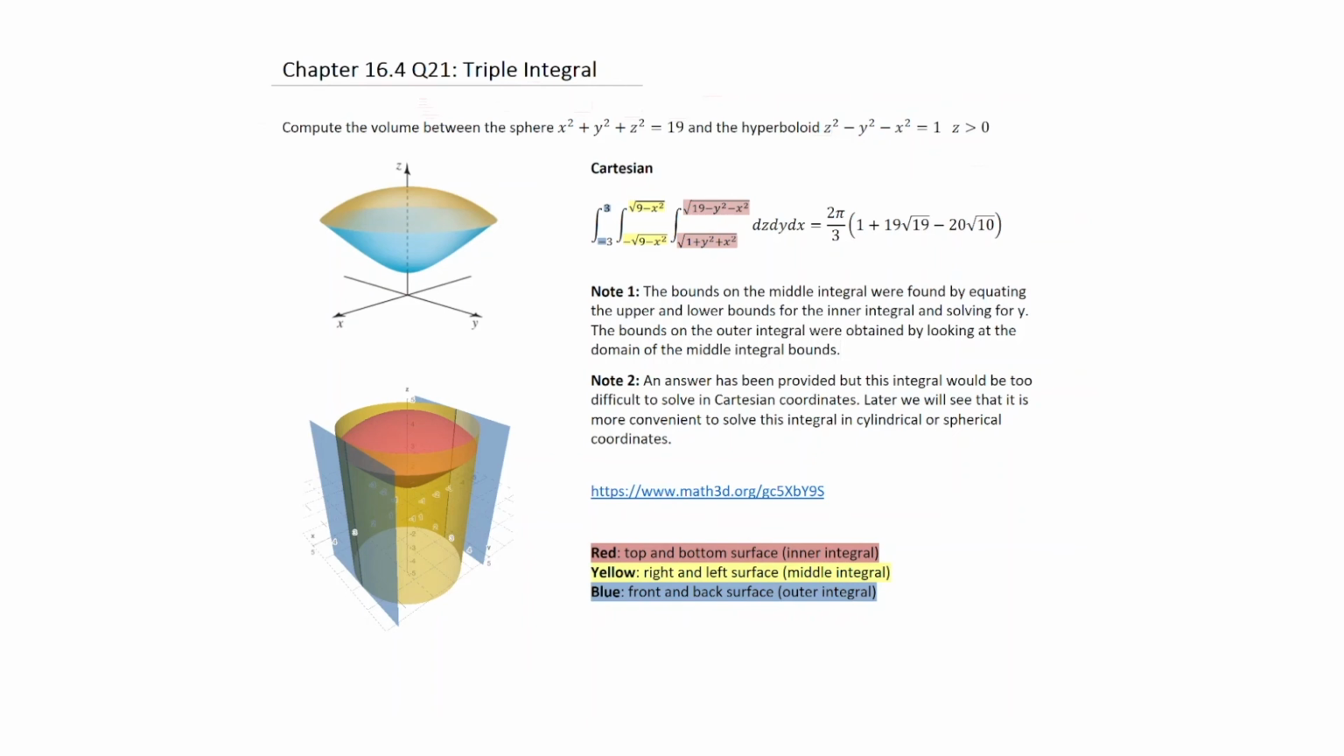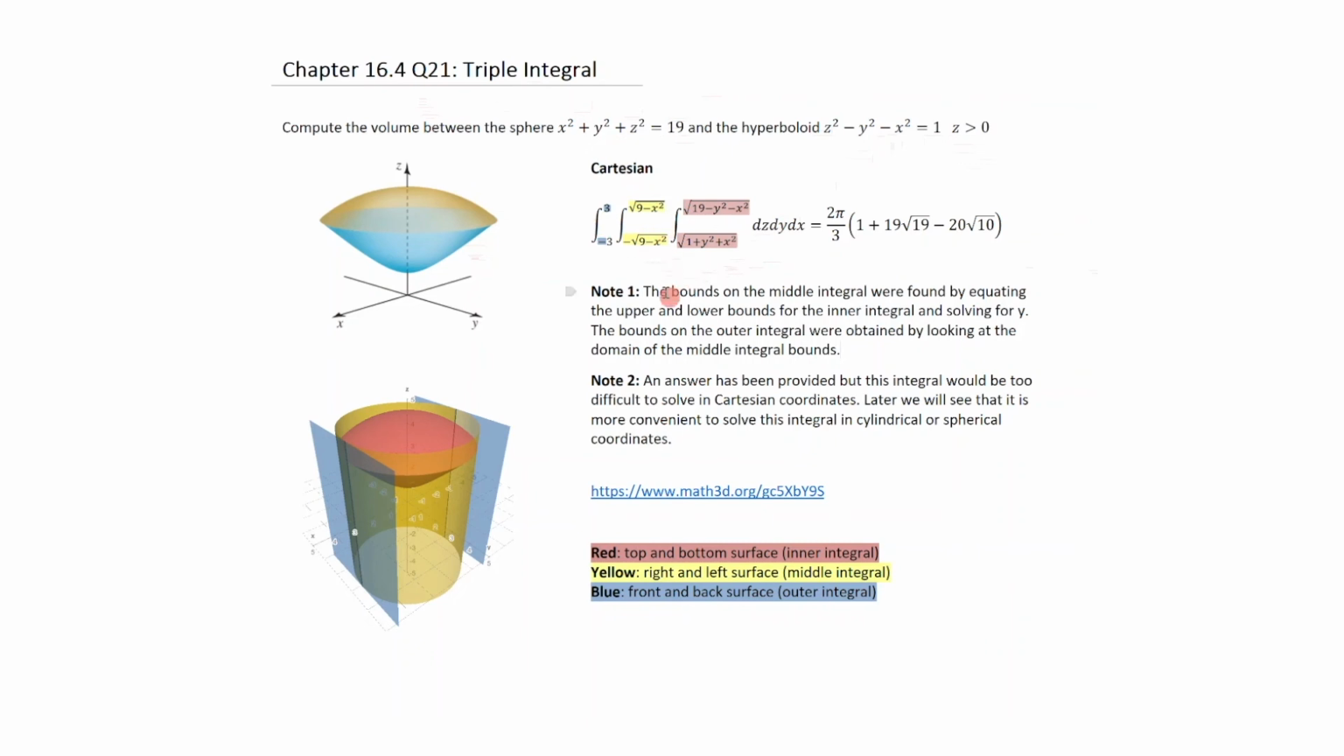Well, I think more or less from the previous example you can see the procedure. So I've just basically made a couple of statements in note 1. The bounds, so the upper surface is clear. You just have to determine what z is. And so that's this. And the lower surface is the hyperboloid. So you determine what z is in this case. So those are taken care of.